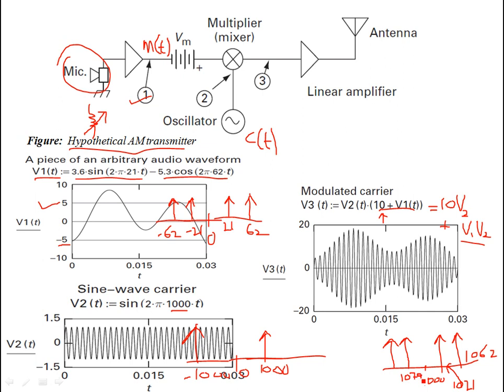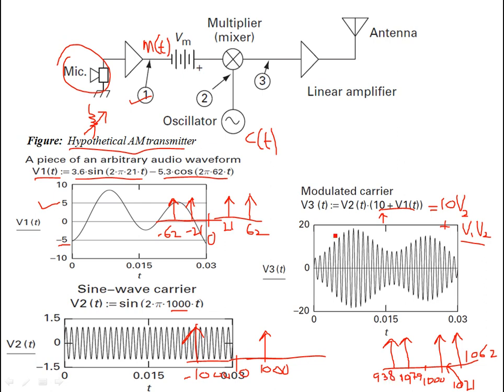Sorry, it's 979, not 1079. And similarly you will have 1000 minus 62, which is 938.